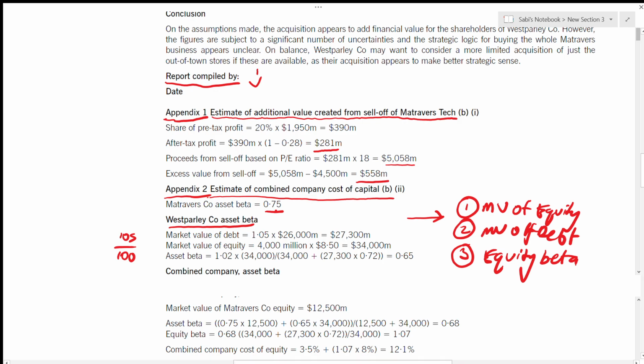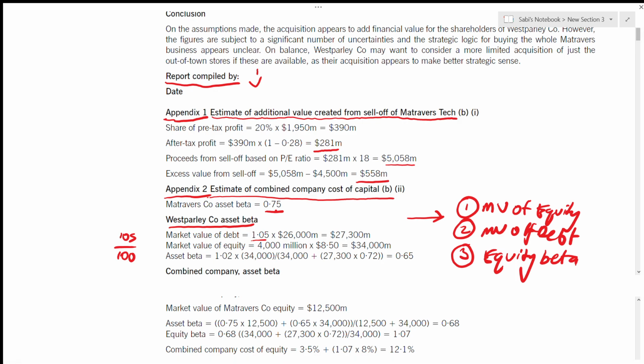So 105 divided by 100 is 1.05. They didn't show the breakup of how 1.05 came, but you show it, right? 105 divided by 100 multiplied by 26,000. That is your market value of debt. Don't take the book value of debt. Your book value of debt is 26,000, right? You have to find the market value.